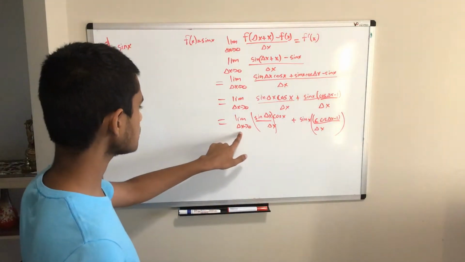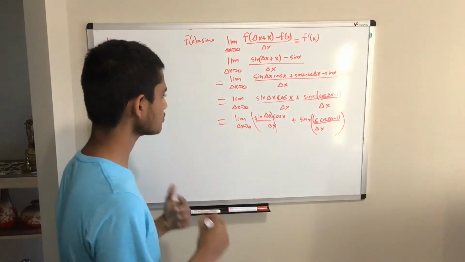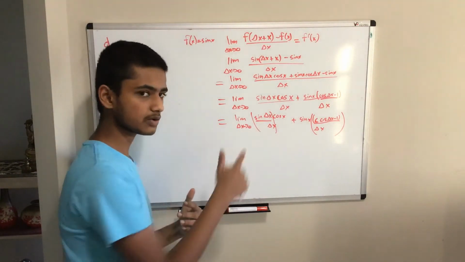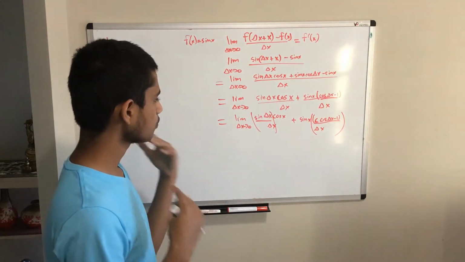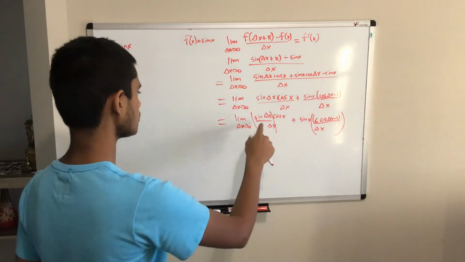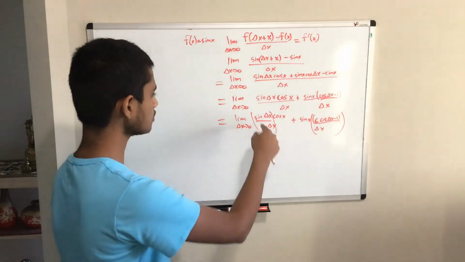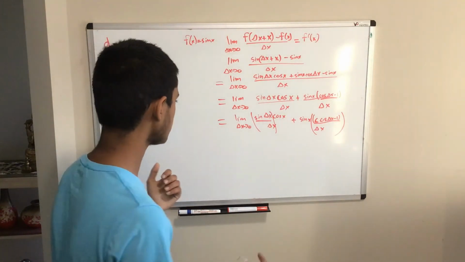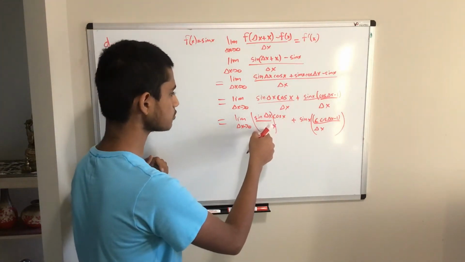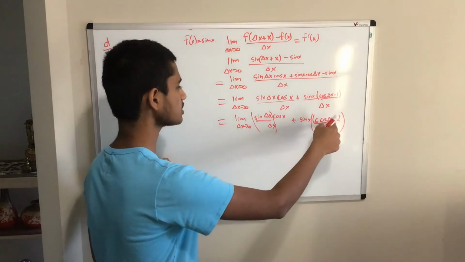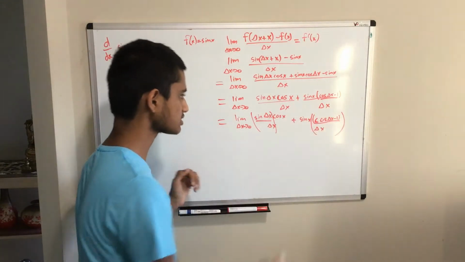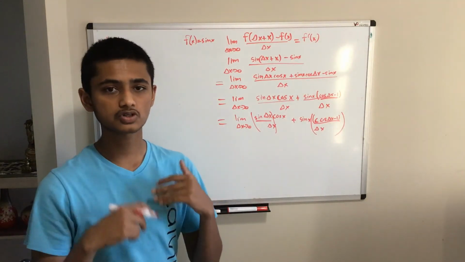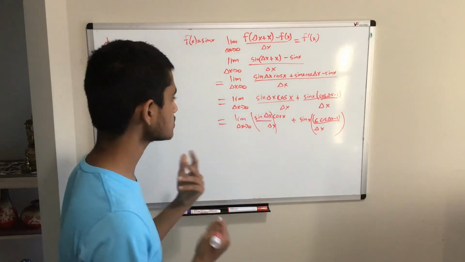And since we have the limit as delta x approaches 0, we find that we have some really well-known identities for limits. So the limit as a variable approaches 0 of the sine of that variable divided by that same variable is equal to 1. So we can just simply rewrite this as 1. And the same thing applies for cosine of delta x minus 1 divided by delta x. When we take the limit as delta x approaches 0, that's simply just going to leave us with 0.